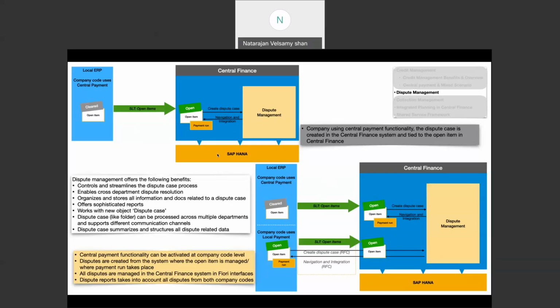Offers sophisticated reports. Work with the new object called dispute case. Dispute case, like a folder, can be processed across multiple departments and supports different communication channels. Dispute case summarizes and structures all dispute related data.